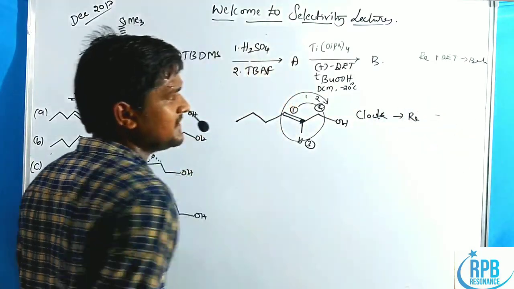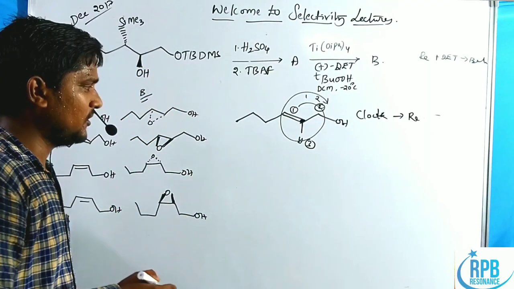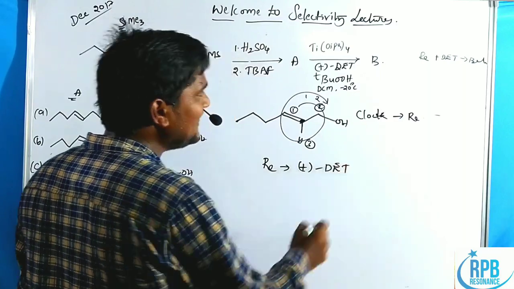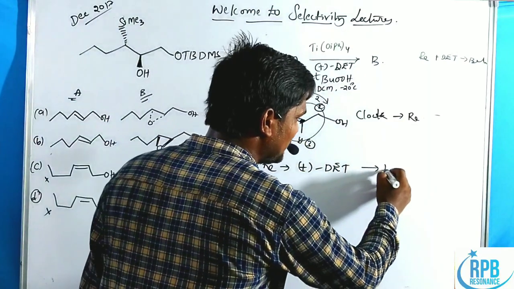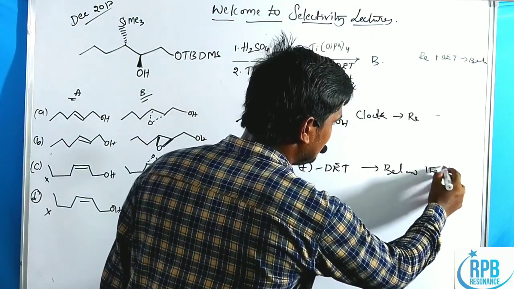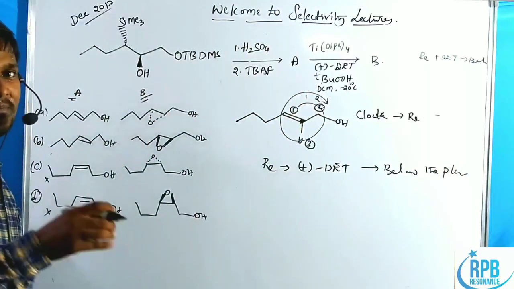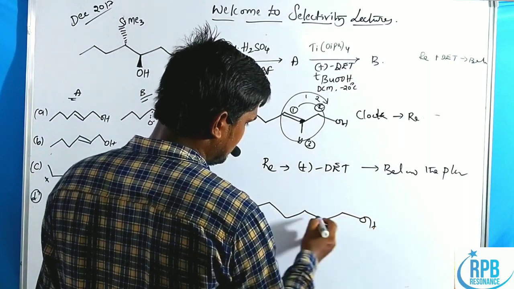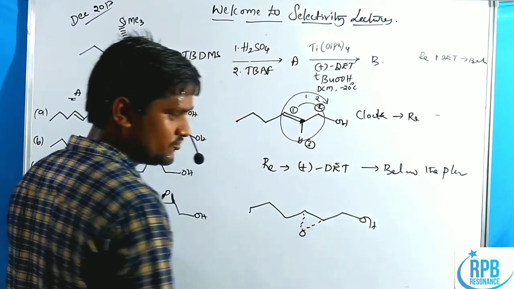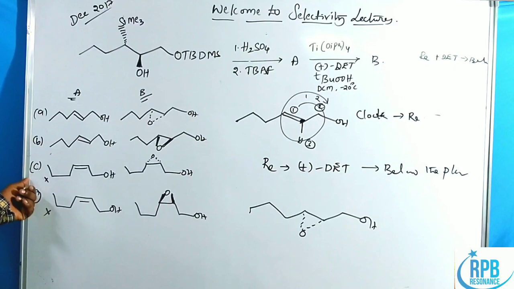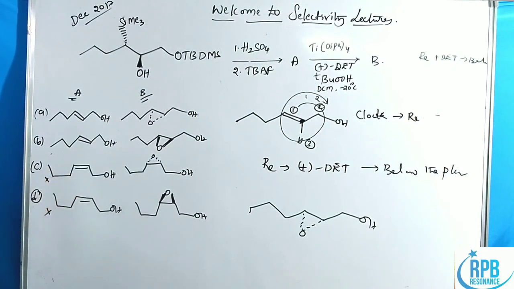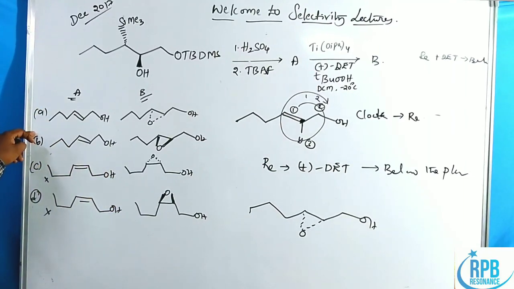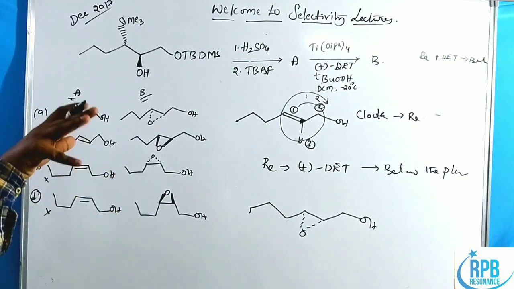Now our allylic alcohol is Re face, and they are given in the plus delta. Re face plus delta, that means below the plane of epoxide. Here the olefin is below the plane. So we have already eliminated two options, the two Z allylic alcohols. Among the remaining two, we can easily select the correct answer.